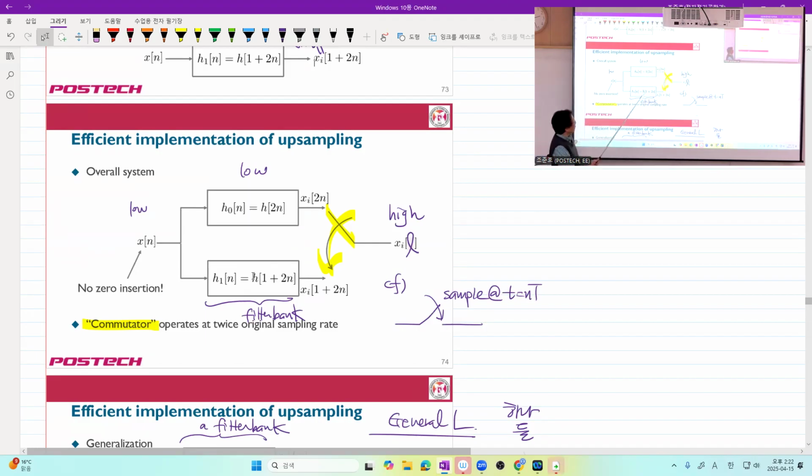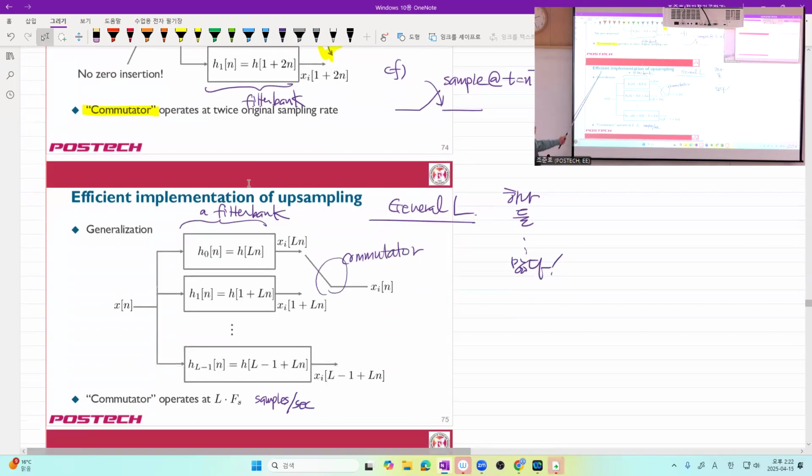So the commutator takes this value, that value, and that value, and that value by alternating the switch. And here is your filter bank and single input. So after generalization, you have a filter bank with a capital L filters whose impulse responses are what? Sampled versions of the interpolation filter with different offset. Got it? So you have different offset. Got it?